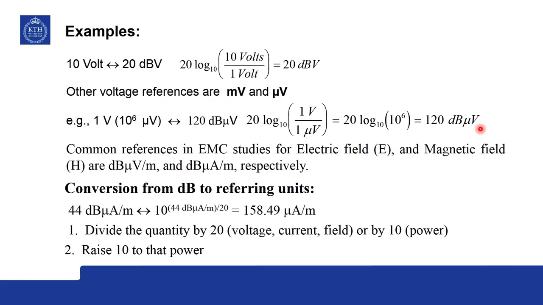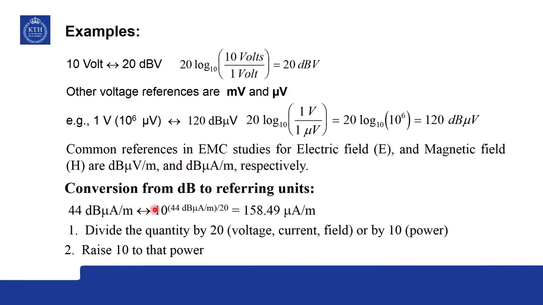So, common references in EMC studies for electric field and magnetic field are dB microvolts per meter and dB microampere per meter respectively. That also comes from the same relationship. It will be 20 log of the ratio of electric fields or 20 log of the ratio of magnetic fields. So, from that this can come.